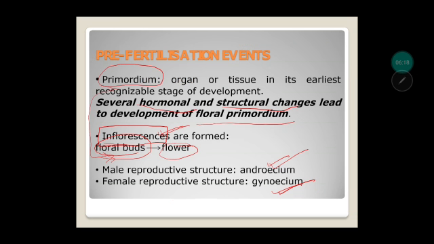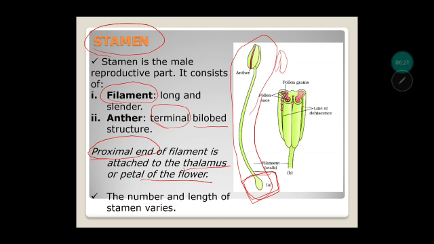So this anther and filament, meaning the stamen, is attached either to the thalamus or the petal of the flower. And proximal always means near end, and distal, there are two terms, proximal and distal. Proximal means near to something, and distal, from the word distant, means away. So the proximal end of the filament means this end, and the distal end means this end. The number and the length of the stamen vary in different varieties of flowers. In different varieties there are different numbers and different lengths of stamen.